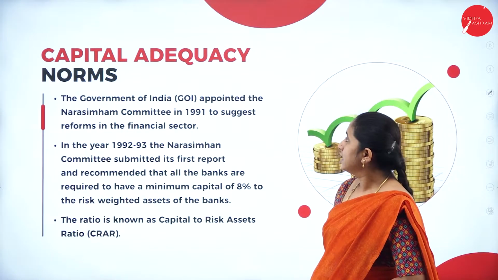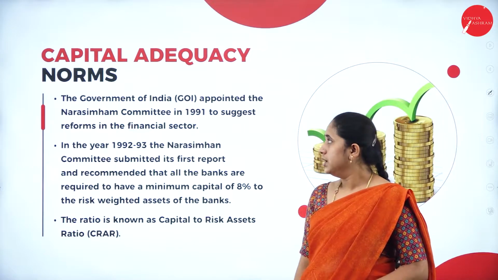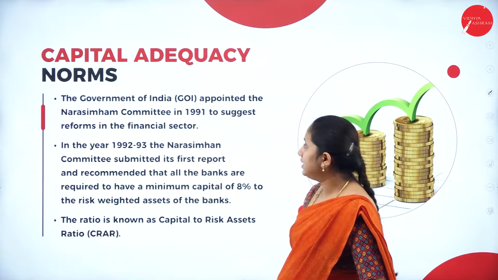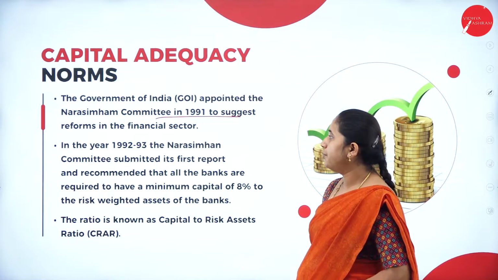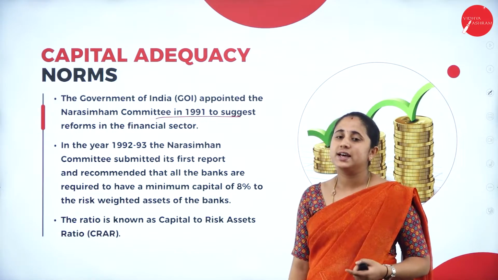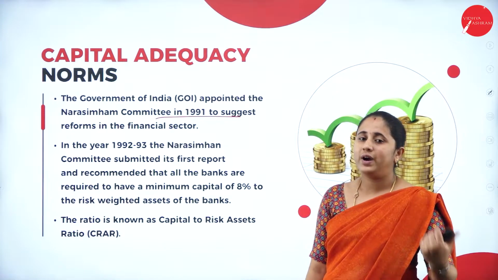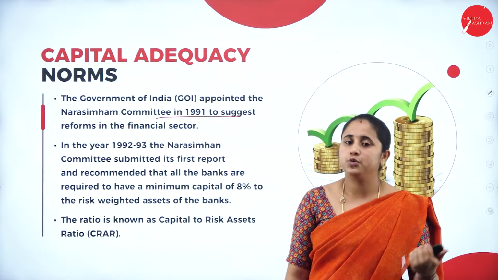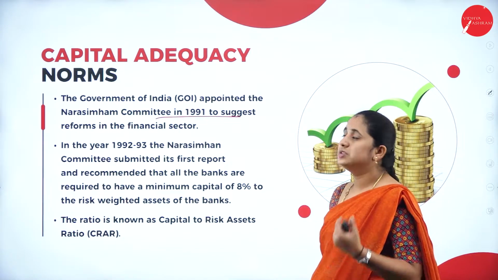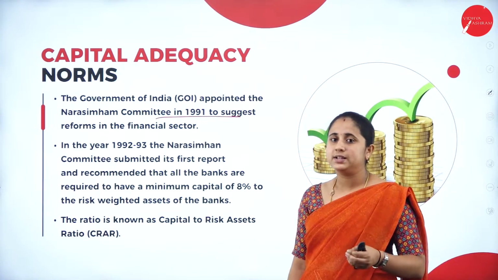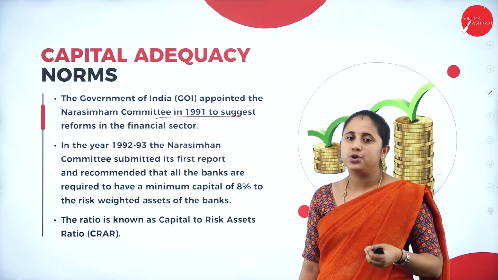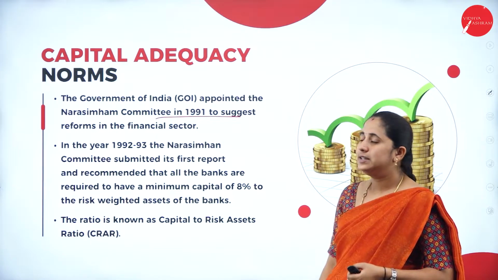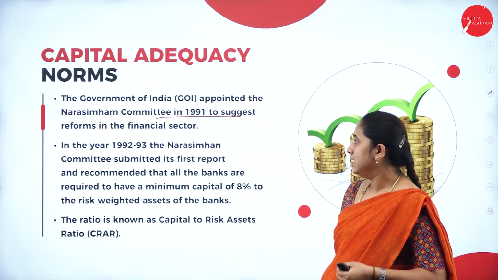Moving further, capital adequacy ratio. The Government of India appointed the Narasimhan Committee in 1991 to suggest reform in the financial sector. That is Narasimhan Committee Report 1, which we discussed earlier. The government appointed the Narasimhan Committee to submit a report to strengthen the banking sector for banking reforms in India.